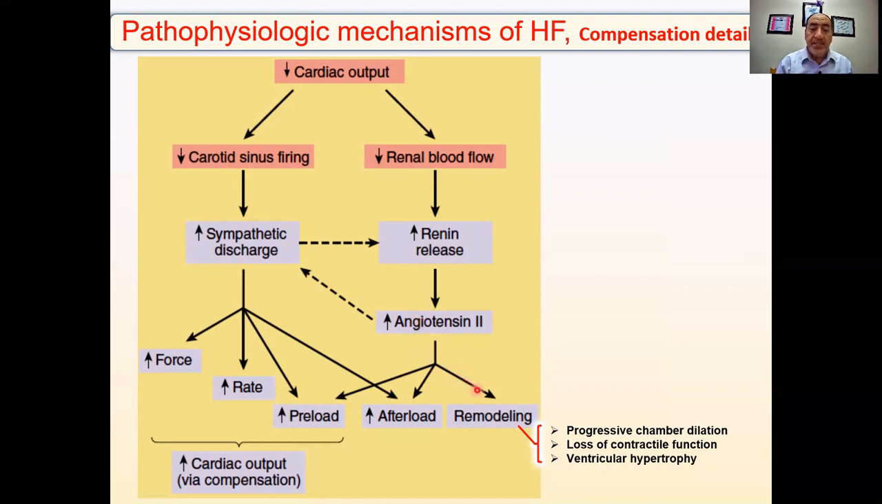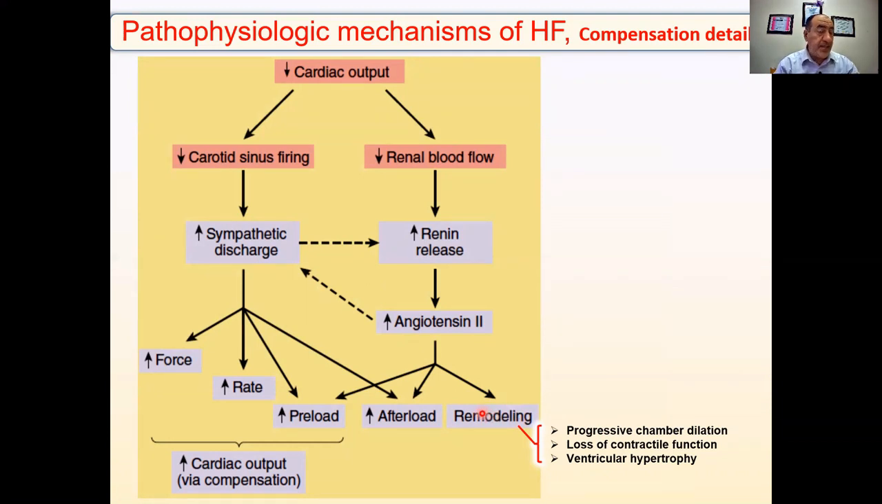The third thing is angiotensin 2, along with epinephrine, they can cause myocyte growth, myocyte apoptosis and structural change of the myocardial cells. So this will lead to progressive remodeling. This is called pathologic remodeling.